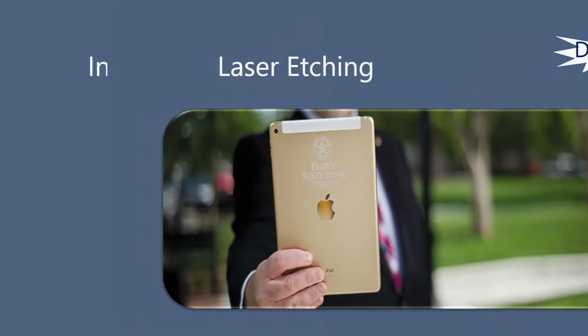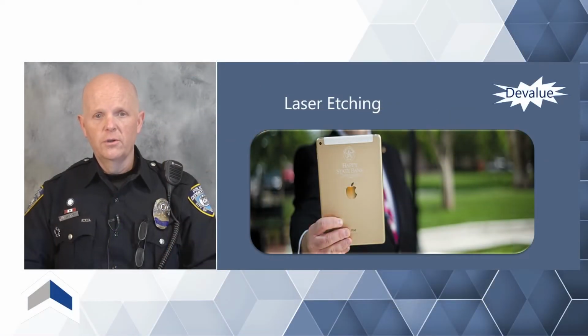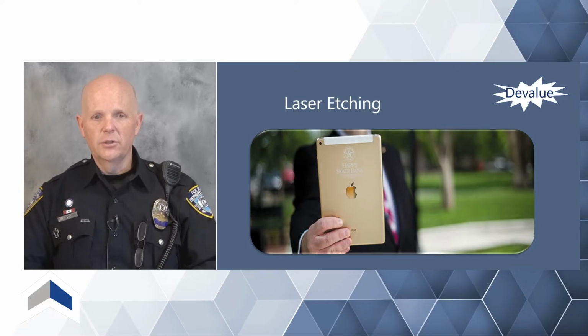Laser etching is something that's relatively inexpensive to do. If you take the time, if you have small electronic devices or other property, have it laser etched with your brand or your logo or something that's going to make it identifiable to you. It makes it much harder for a criminal to take that property and resell it, pawn it. And even if they were to pawn it, having that applied marking on there is going to really increase the likelihood that we can get the property back to you.